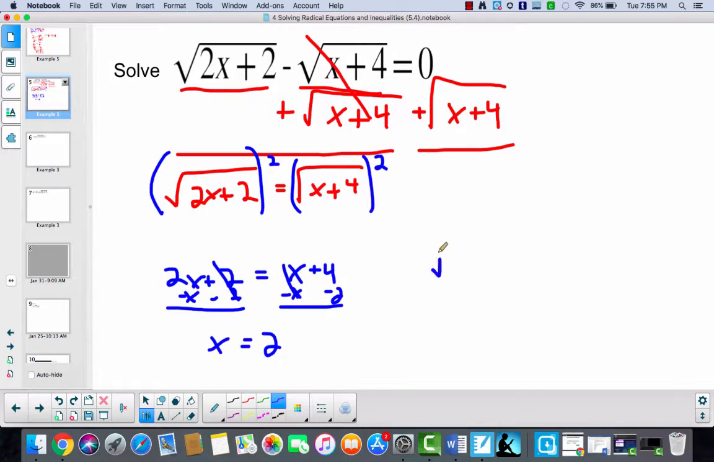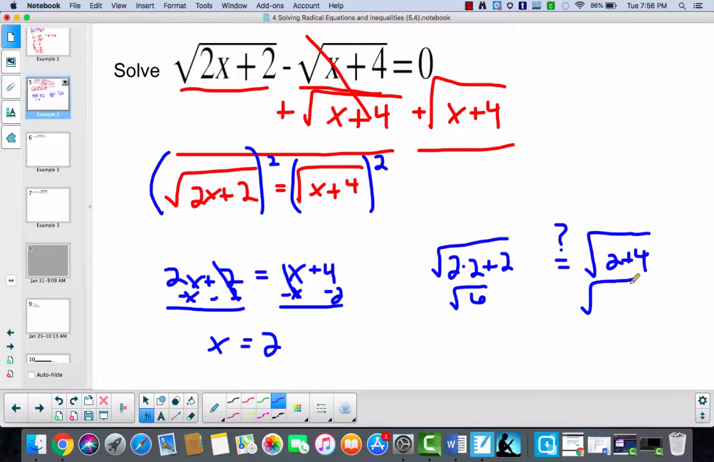So let's put this in. 2 times 2 plus 2 is 4 plus 2, which is the square root of 6. Does that equal, we're asking ourselves this question, the square root of 2 plus 4? Well, 2 plus 4 is 6, so yes, the square root of 6 equals the square root of 6.